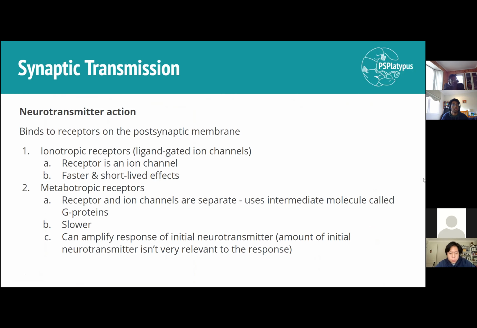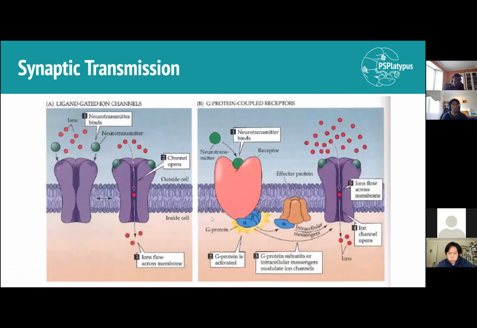Metabotropic. This receptor is essentially when the receptor and the ion channels are separate, and it uses an intermediate molecule called G protein. The neurotransmitter is going to bind to a receptor, the G protein is going to be activated, and it's going to act as an intermediary messenger that's going to communicate with the ion channel.